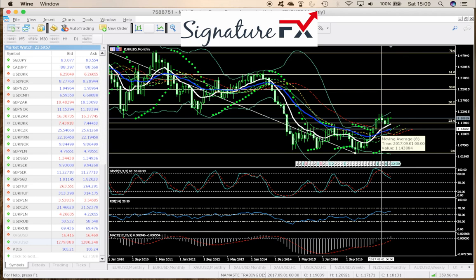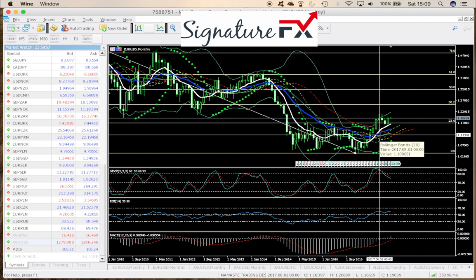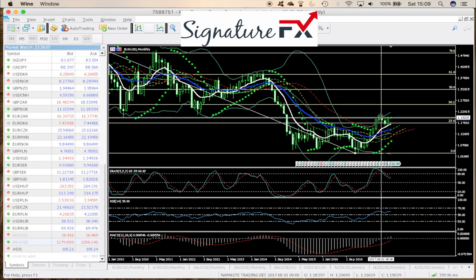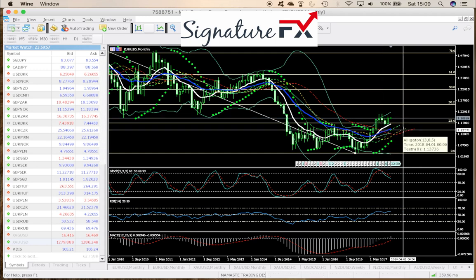Another good indication is when you see one moving average cross over the other. So you can see here the white 8-day moving average crossed over the blue 20-day moving average, which gives us a good signal that we're looking at a pretty strong bullish move.